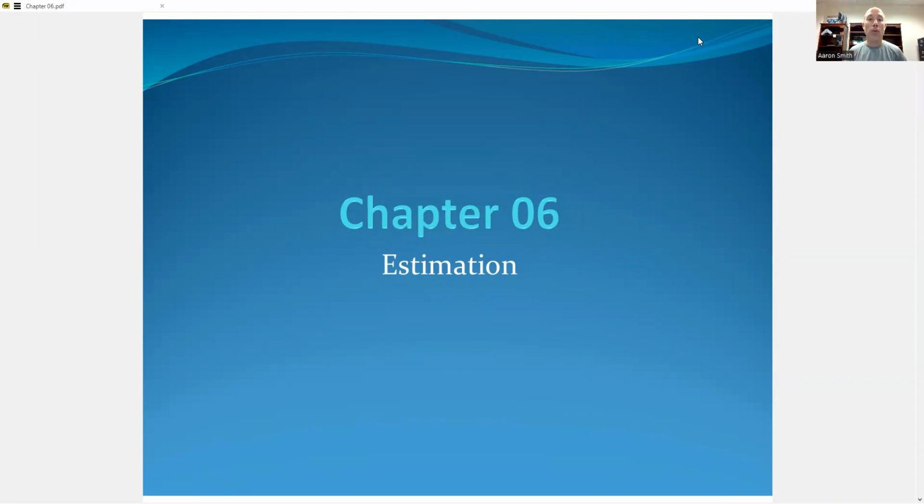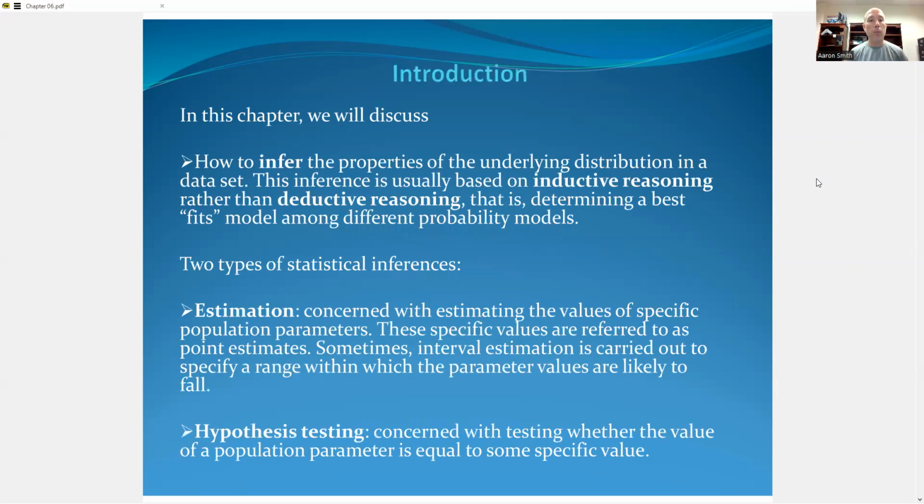Now, this is chapter 6 from Essential Biostatistics, which is a Cengage textbook by Bernard Rosner. And we're going to run through the PowerPoint slides. All right, so we want to infer the properties of an underlying distribution in a data set. This inference is usually based on inductive reasoning rather than deductive reasoning. That is, we're determining a best fits model among different probability models.